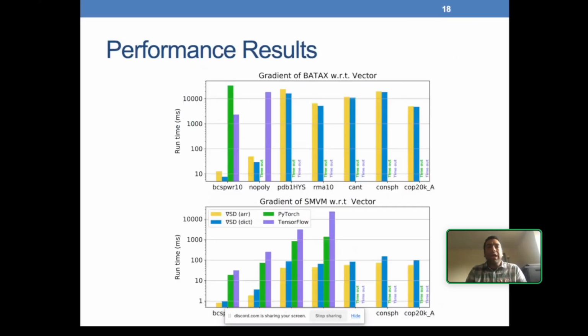And of course, when we compare over several sparse matrices for some kernels such as BATAX, computing the summation of a matrix-vector multiplication, we see that we get one to two orders of magnitude performance improvement. This gap enlarges as the matrix gets sparser and sparser. The reason is that for PyTorch and TensorFlow, we had to convert the sparse tensors into dense tensors. Otherwise, they couldn't perform the gradient computation.